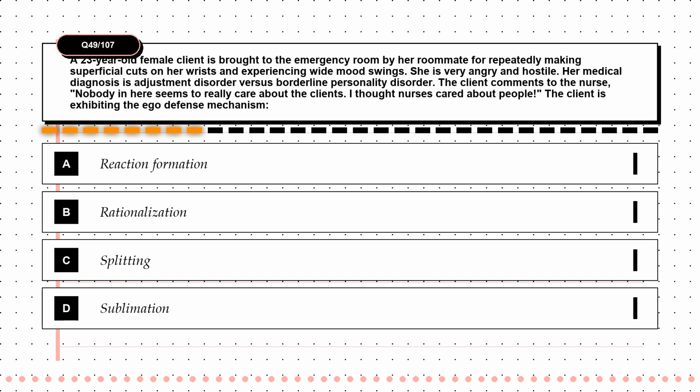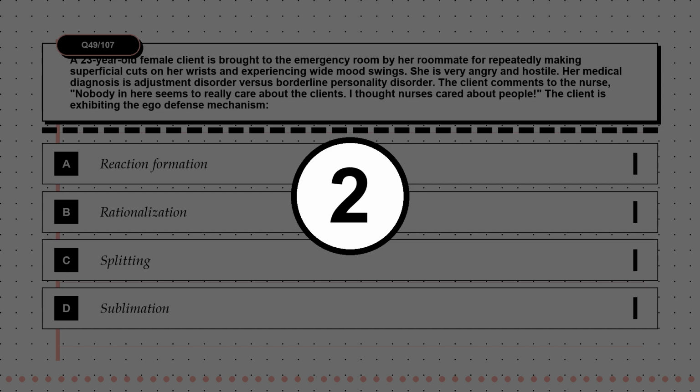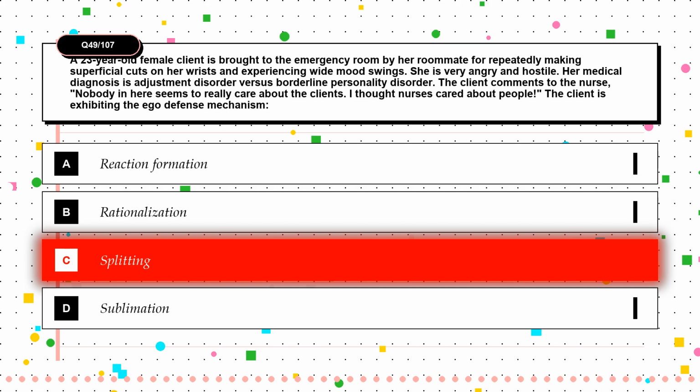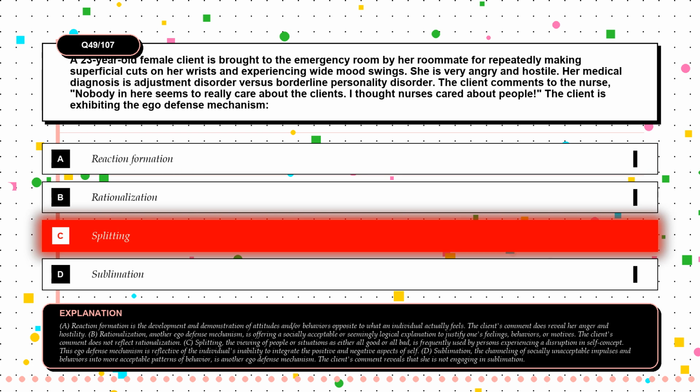Here are the options. Option A, reaction formation. Option B, rationalization. Option C, splitting. Option D, sublimation. The correct answer is option C, splitting. A. Reaction formation is the development and demonstration of attitudes and/or behaviors opposite to what an individual actually feels. The client's comment does reveal her anger and hostility.